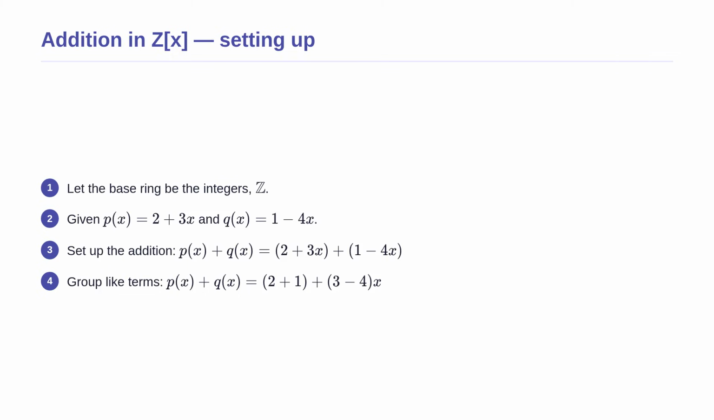Before we move on, let us see this with a concrete example. We will work inside the polynomial ring Z bracket x, which means all our coefficients must be integers. We are given two polynomials, p of x equals 2 plus 3x and q of x equals 1 minus 4x. We are asked to find their sum. To do this, we place both polynomials side by side. We then group the constant terms together, 2 and 1, and the coefficients of x together, 3 and negative 4. This visual setup prevents mistakes before any arithmetic happens.